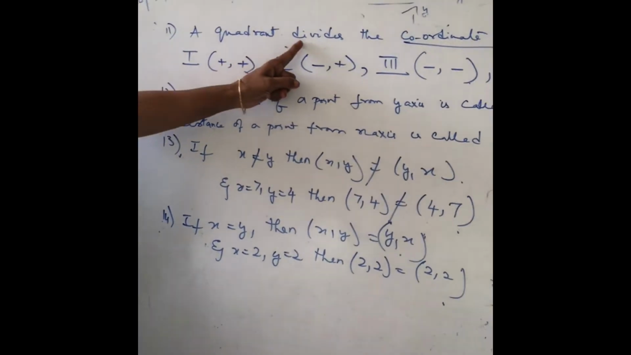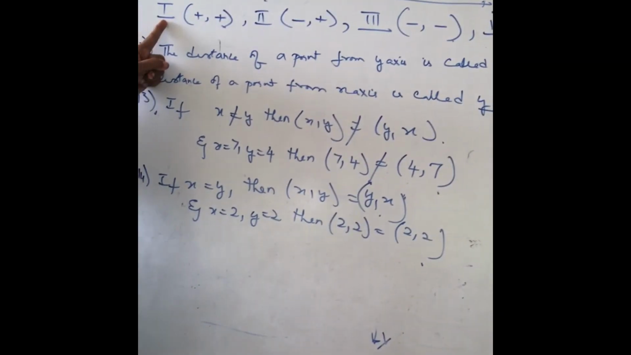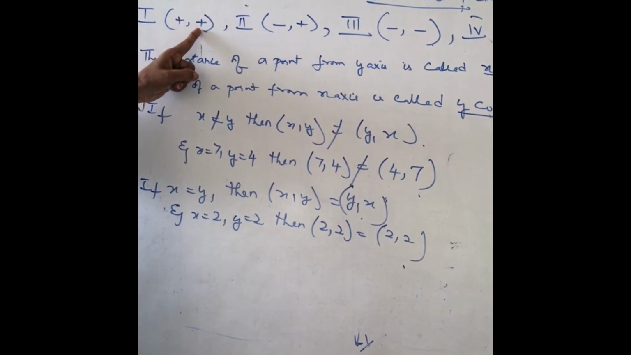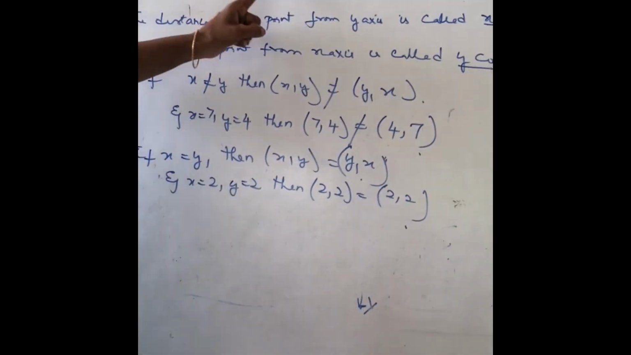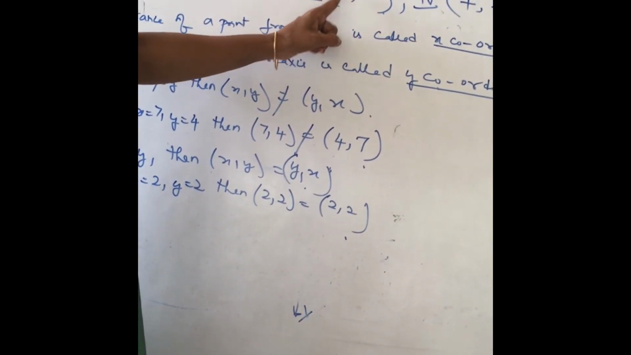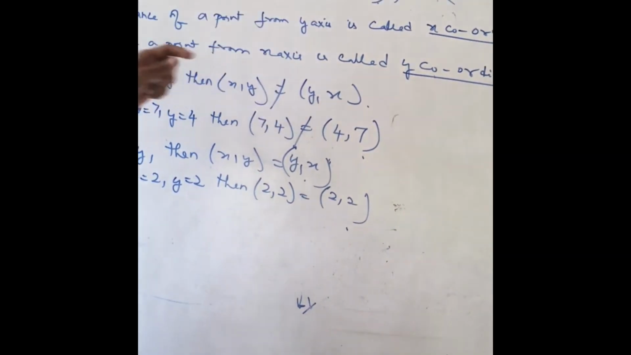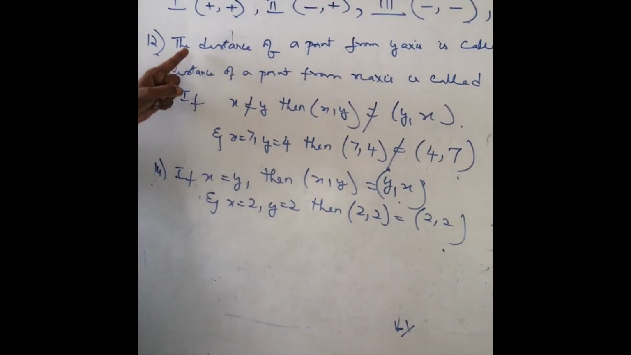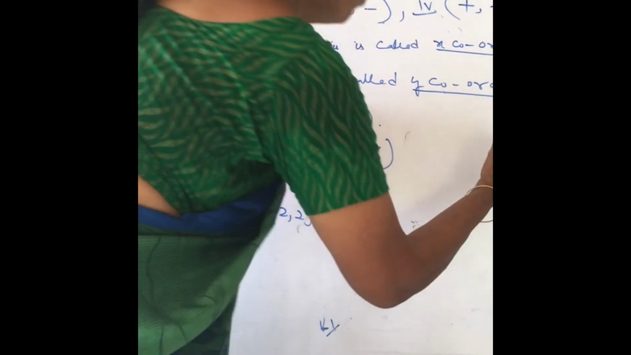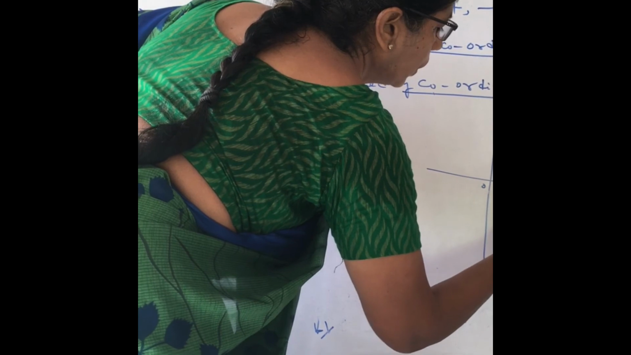A quadrant divides the coordinate plane into 4 parts. In the first quadrant, both are positive. That means x is positive, y is positive. Second quadrant, x negative, y positive. Third quadrant, x negative, y negative. Fourth quadrant, x positive, y negative. Now what is x coordinate? The distance of a point from y-axis.